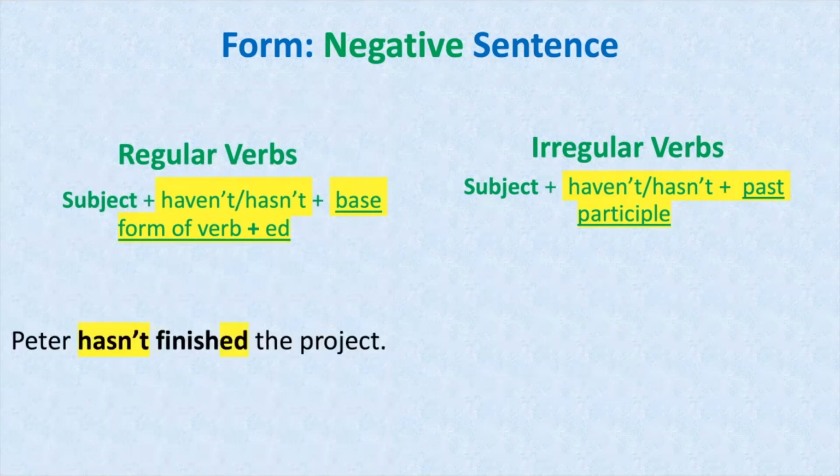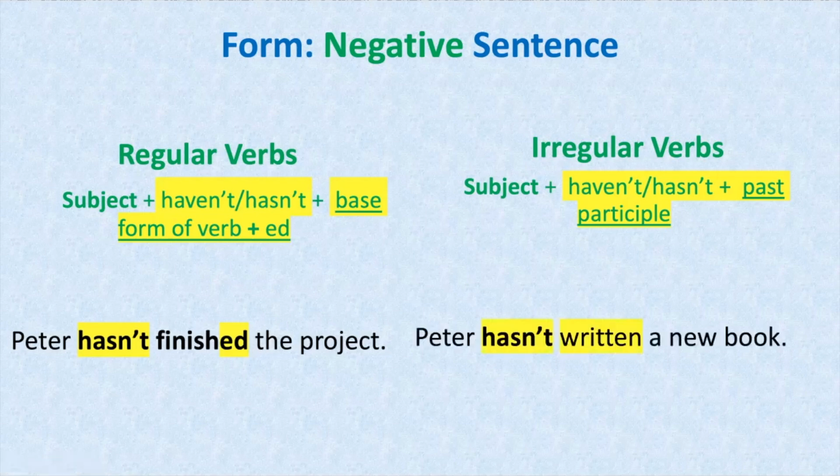Example sentence: Peter hasn't finished the project. You notice that I contracted has and not to hasn't, and I'm using has because Peter is a third person singular subject. The verb finish is regular, so I added ending ed. Peter hasn't written a new book. Here I'm using the past participle form of the verb to write because it is irregular in English.